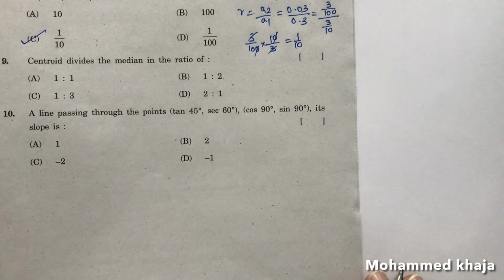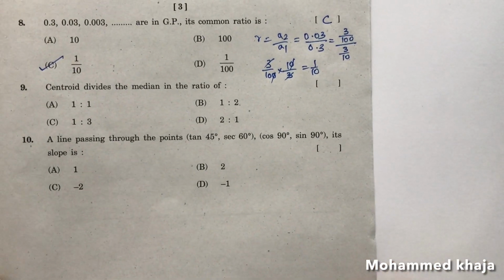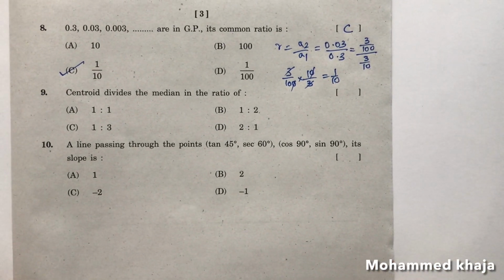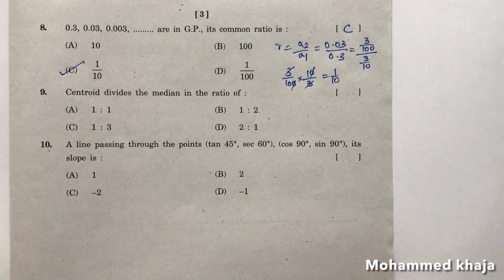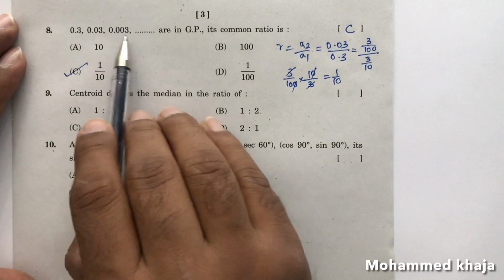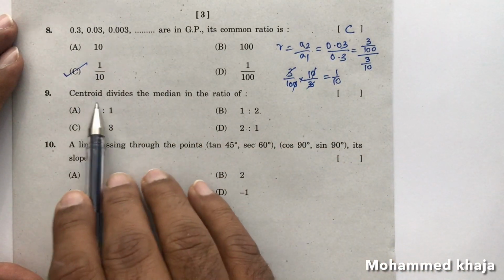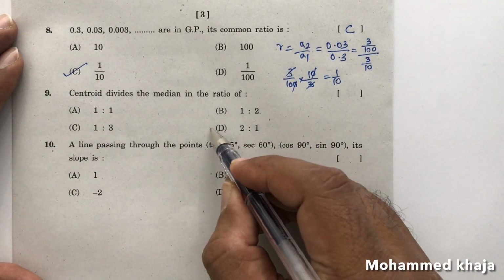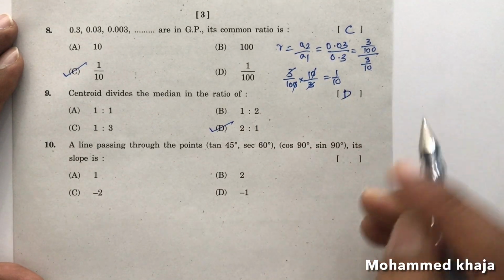Centroid divides the median in the ratio 2:1. See here, this question, they're asking the ratio. Centroid divides the median in the ratio 2:1, so the correct option is D.